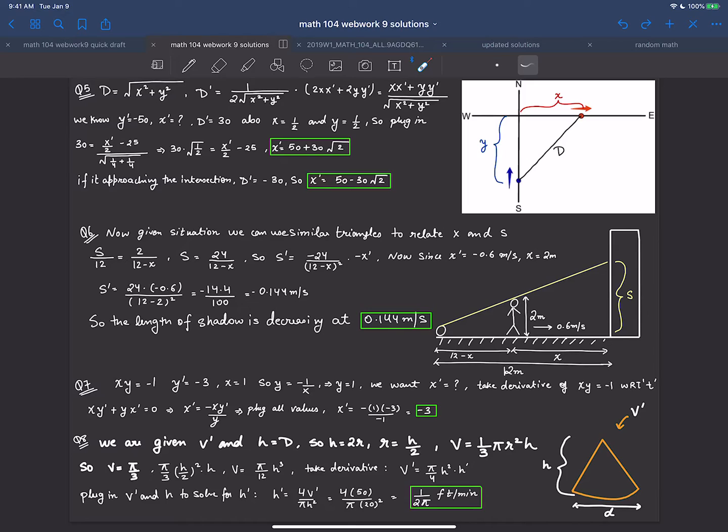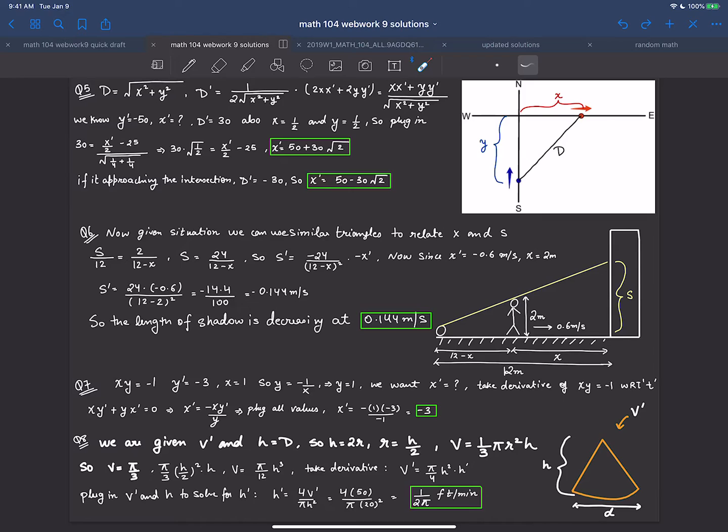Question 8 is now talking about a conical pile where something is being dumped into it at a rate of v prime. It's a very special kind of shape because it has a condition on it: the height of the pile is always equal to the diameter of the pile. That's a cool thing to know. We'll see how it's useful later on.